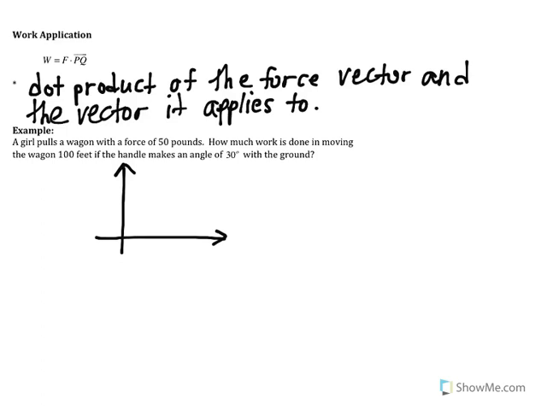So the girl is pulling a wagon with a force of 50 pounds. How much work is done in moving the wagon 100 feet if the handle makes an angle of 30 degrees with the ground? So the 30 degrees and the 50 pounds, she's pulling it.